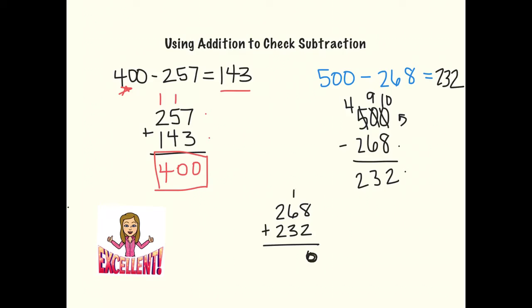Oops, make that look better like a 0. 1 plus 6 is 7, plus 3 is 10. 1 plus 2 is 3, plus 2 is 5. Excellent. So my math was correct. If the addition ever turns out incorrect for you, you'd know to go back to your subtraction and check your work.